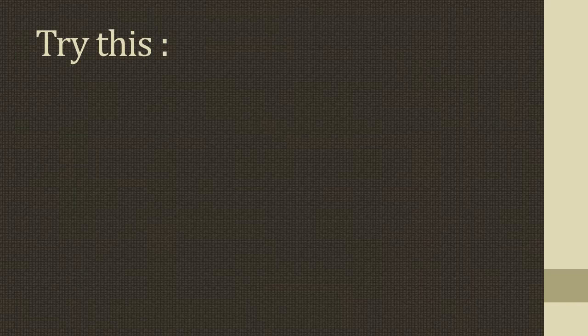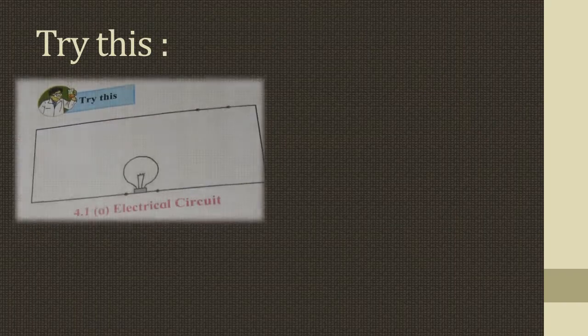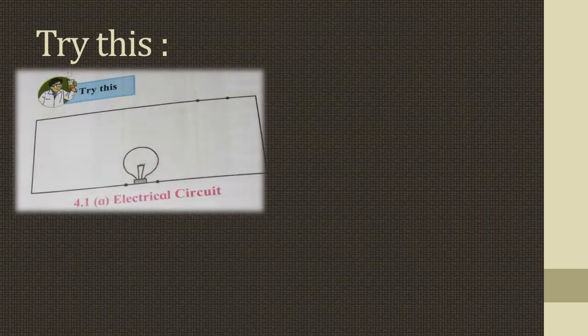Potential difference is the amount of work energy required to move an electric charge from one point to another point. That means it is a type of energy which is required to move an electric charge. Electric charge movement means moving of electrons from one point to another point. Now here we have to do one activity. Now students, let's try this.